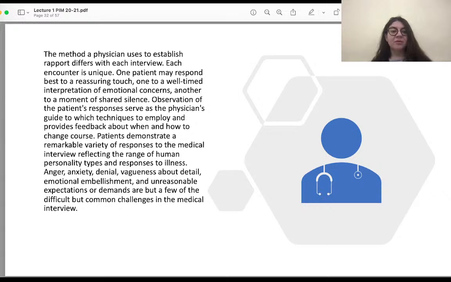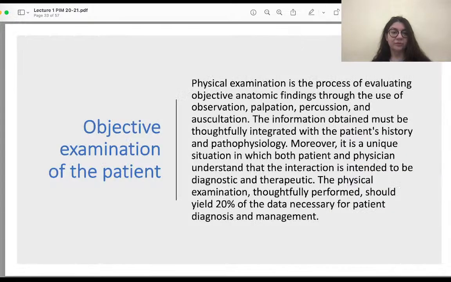Patients demonstrate a remarkable variety of responses to a medical interview, reflecting the range of human personality types and responses to illness. Anger, anxiety, denial, vagueness about detail, emotional embellishment, and unreasonable expectation or demand are but a few of the difficult but common challenges in the medical interview. And now, the objective examination of the patient.